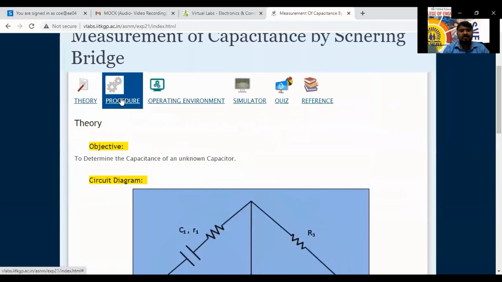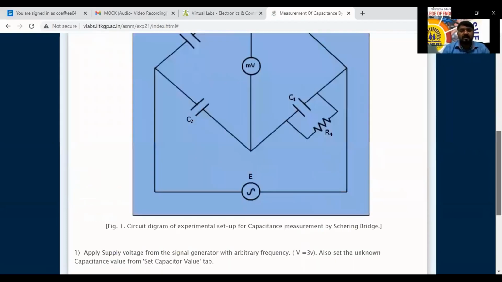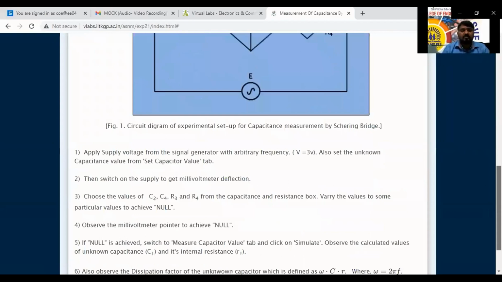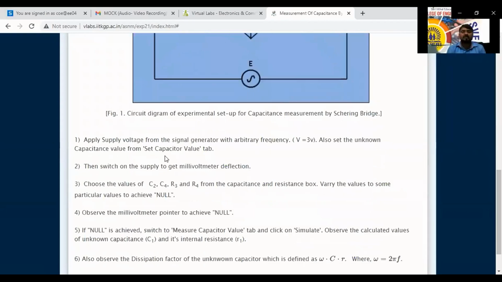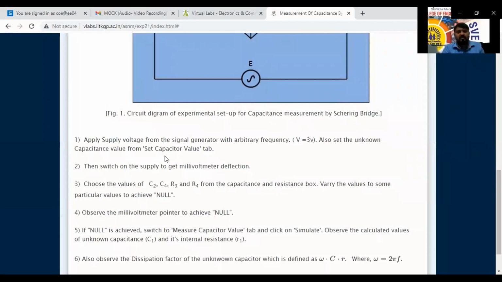Now the procedure is different here. Now we will discuss the procedure. According to this circuit diagram, first we have to apply the supply voltage from the signal generator. It may be 3 volt, 5 volt or whatever it may be. Also set the unknown capacitance value from the set capacitor tab. We have to set the unknown capacitor value in the kit. It may be 0.01 microfarad, picofarad, nanofarad, all the things we can set.